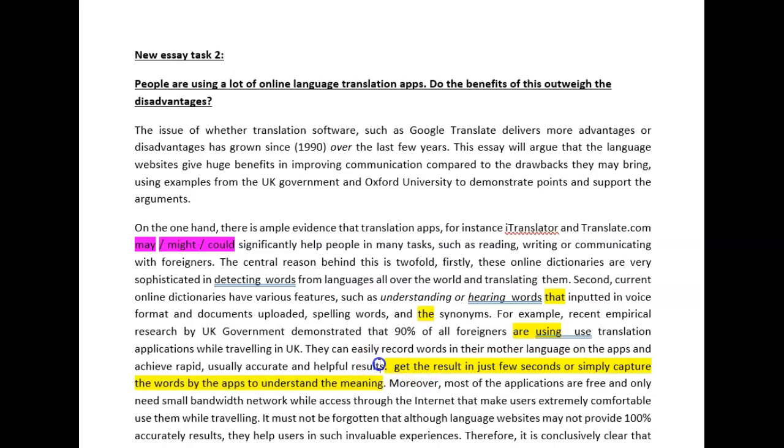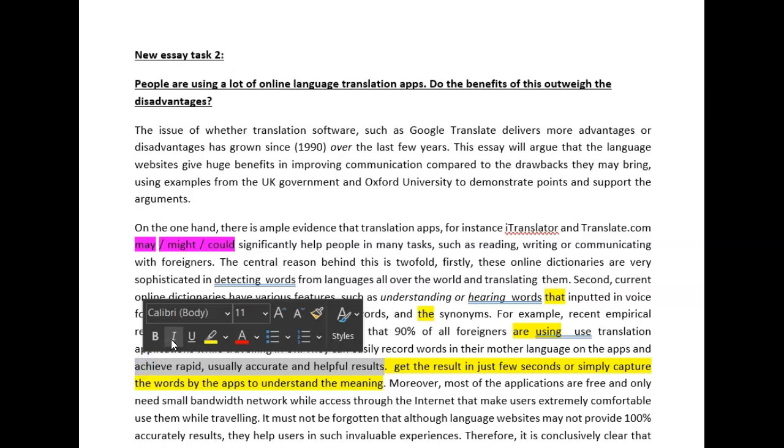So sometimes in this essay, it's not all about writing a lot, but it's just about getting this same idea just in a few words. So they can easily record words in their mother language on the apps and achieve rapid, usually accurate and helpful results. Boom. Okay, so that is just more precise maybe.